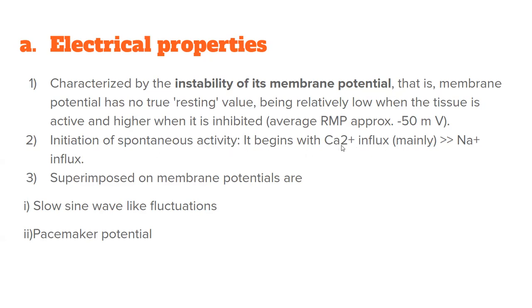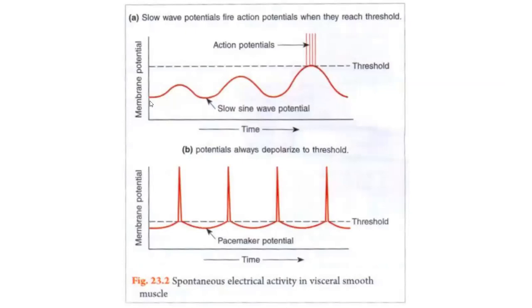Like anywhere else, muscle contraction starts with electrochemical activity, and the first chemical activity that happens is a calcium influx. They are superimposed on membrane potentials. Okay, these are the pacemaker waves I was telling you about, the baseline waves. There are two types. One is your slow sine wave like fluctuations. The other one is a pacemaker potential. So not only do they have active action potentials, but they also have these baseline functions. So this is a baseline slow sine wave function.